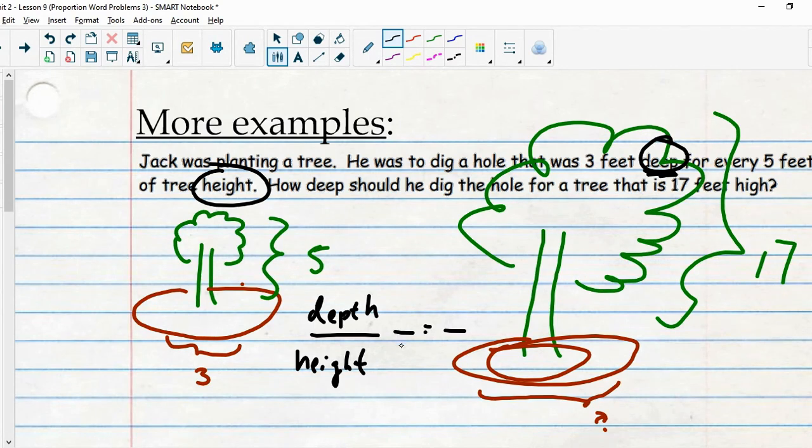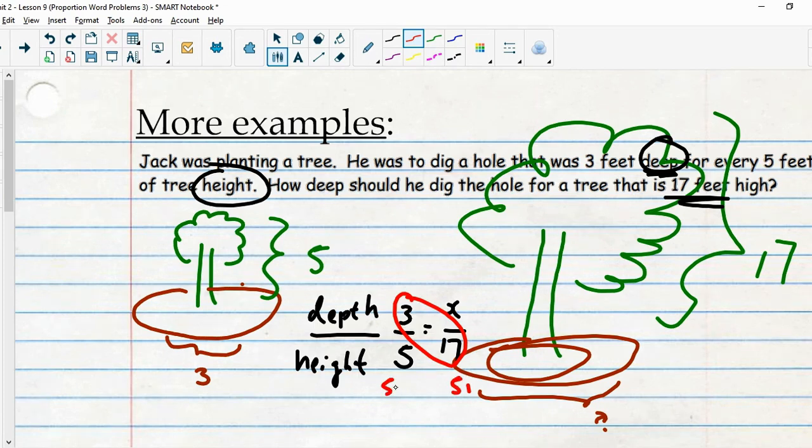3 feet deep for every 5 feet in height. So if it's 17 feet high, where does the 17 go? Up there or below? Yeah, below, right? So height is at the bottom, so that goes down there. Is that clear? Okay, so let's do some math. What's 3 times 17? 3 times 7 is 21, you should know. Yep, 51.